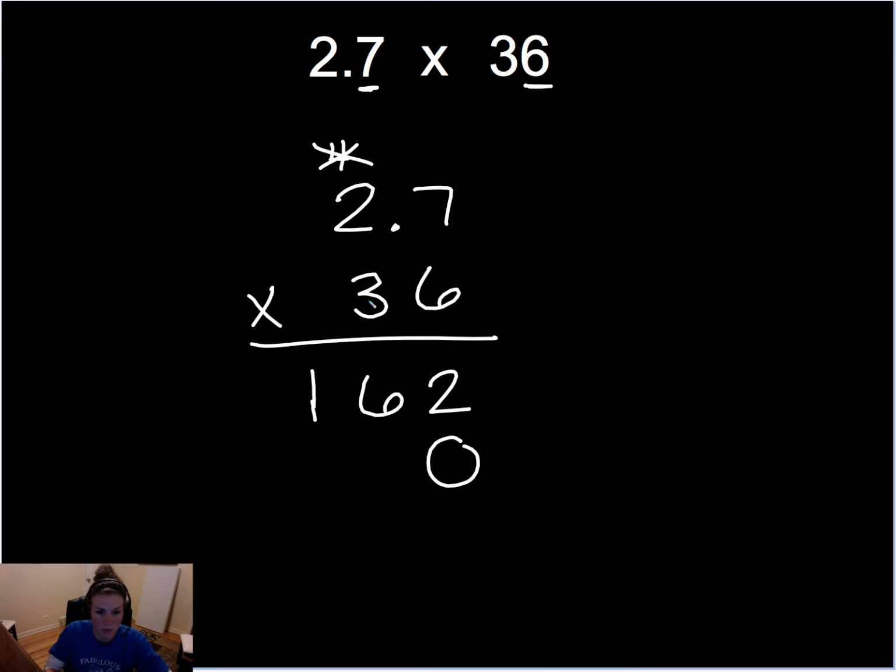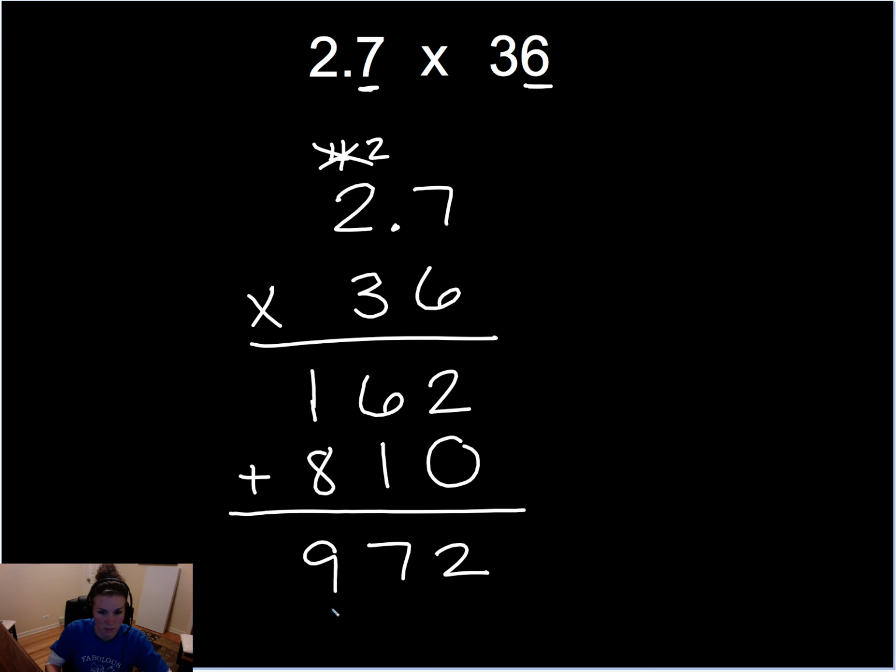So now I'm starting with the 3 and going up over to the 7. So 3 times 7 is 21. I'll write the 1 and carry the 2. 3 times 2 is 6, and then I'll add the 2, which is 8. Now since I have 2 numbers here, all I need to do is add them in the end. So going straight down, 2 plus 0 is 2, 6 plus 1 is 7, and 1 plus 8 is 9.